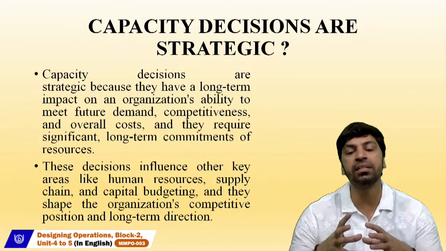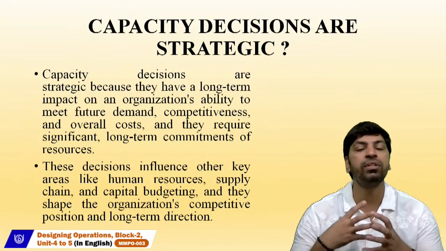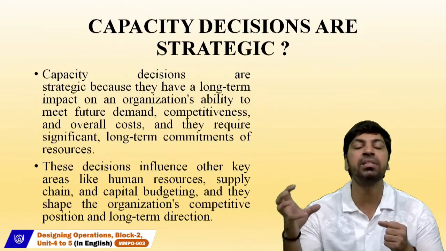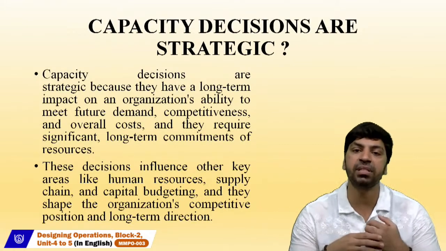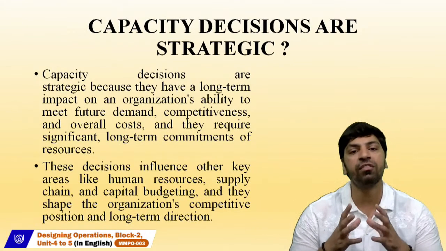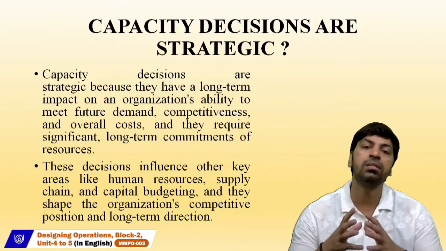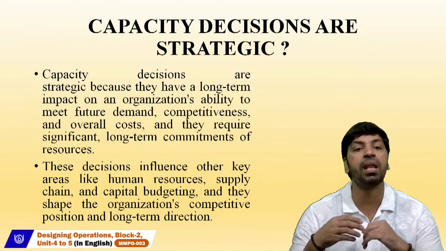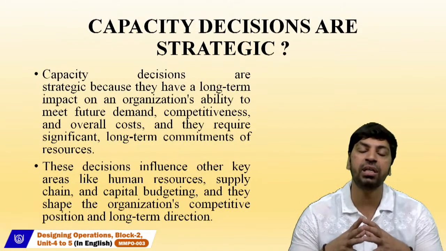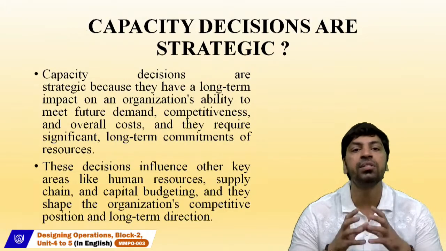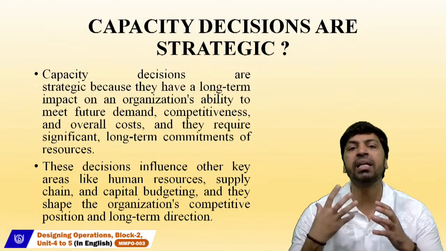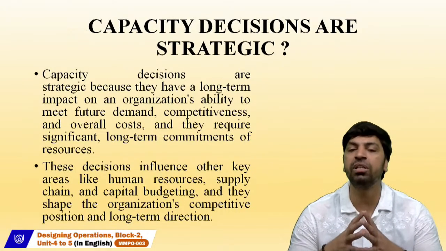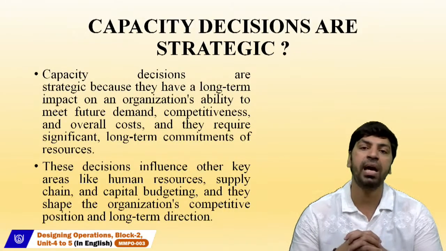And the decisions taken by the decision makers according to the capacity process or review of the capacity processes also influence other key areas like human resources, supply chain, capital budgeting, or cost structuring. So they automatically shape the organizational competitiveness, position, and its long-term direction.